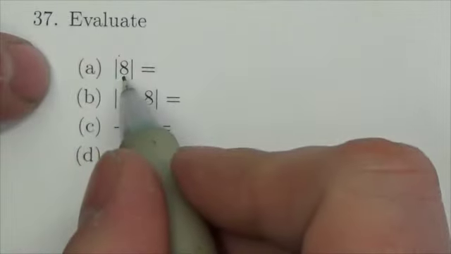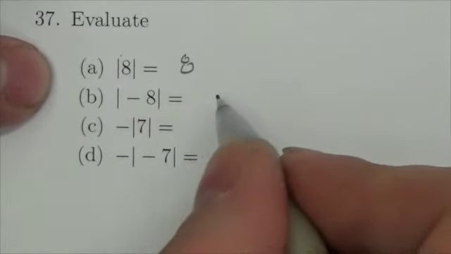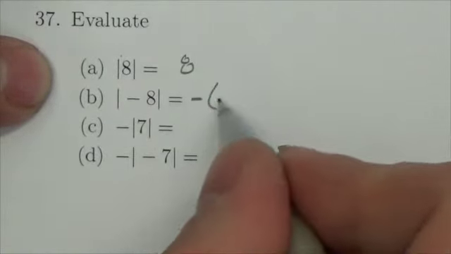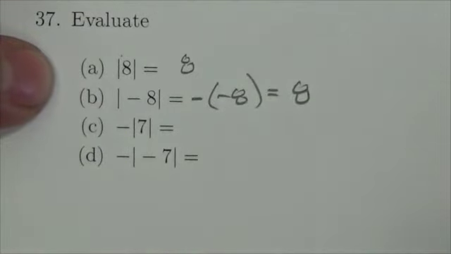The absolute value of 8 is 8. The absolute value of -8, okay, because the value inside there is negative, the absolute value would put a negative in front, it's going to make that +8.